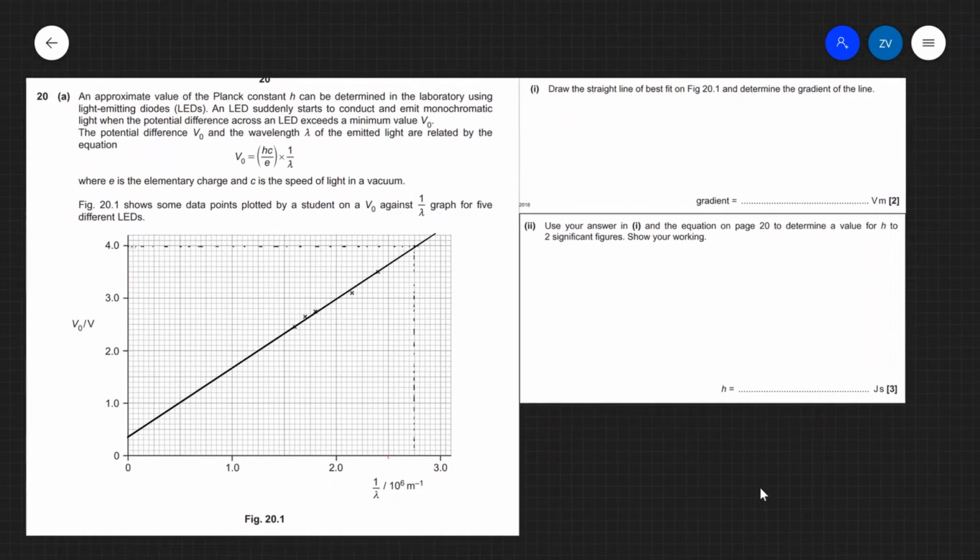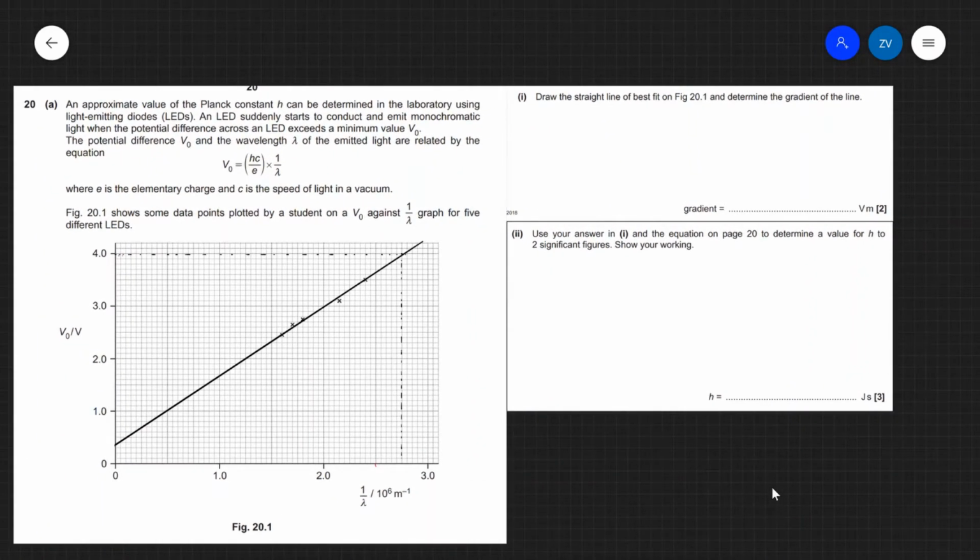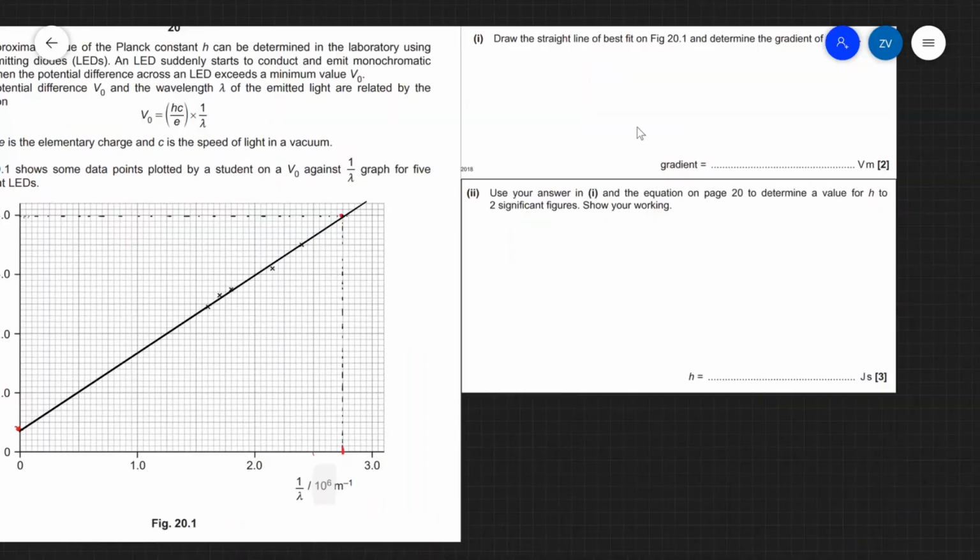Okay, well, let's determine the gradient of this line. The first thing that we need to remind ourselves is the formula for the gradient, and if we just remember from our GCSEs, our formula for the gradient, let's call the gradient m, is just change in y, which is delta y, divided by change in x, which is going to equal y2 minus y1 divided by x2 minus x1.